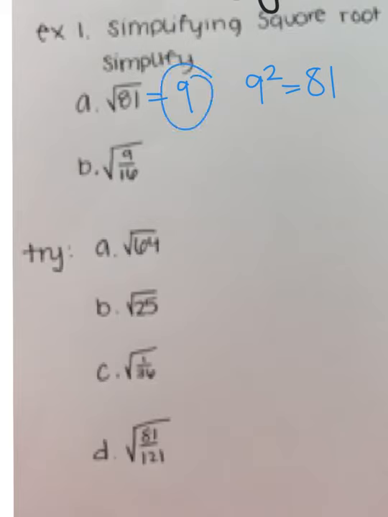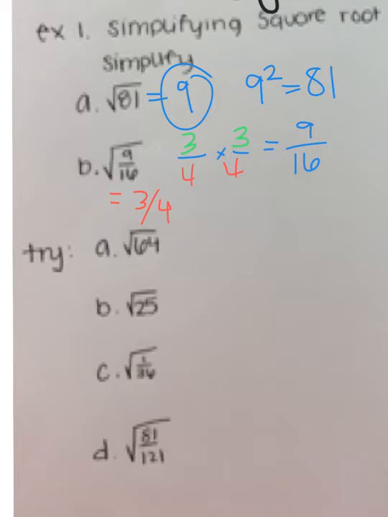The next one's a little bit tricky, right? If I want to say, what times what equals 9 over 16? Well, if I look on the top here and I say what times what is 9, I would say that's 3, because it has to be the same number. And then when I look on the bottom, what times what is 16, I should get 4. So that means that my square root of 9 over 16 is going to be 3/4, because 3/4 times 3/4 equals 9 over 16. So take a second, pause the video, and try A, B, C, and D.